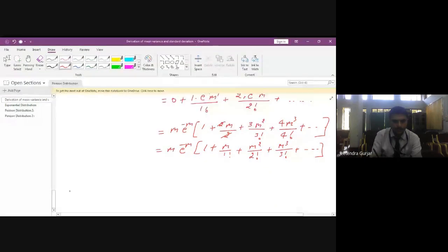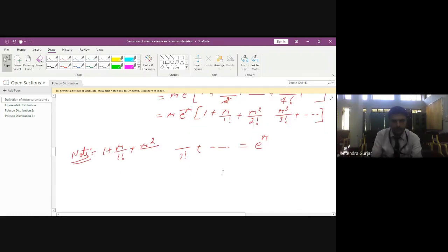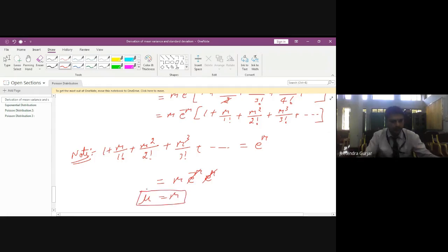Yes, please note this. That is 1 plus m upon 1 factorial plus m square upon 2 factorial plus m cube upon 3 factorial, and so on. This is equal to nothing but e raised to m, students. So please remember, substitute the values now in the above equation. Therefore we get this as e raised to m. So plus and minus will get cancelled. Therefore mean, that is mu, is equal to m. So this is a very simple derivation we have, students, for mean of Poisson's distribution.